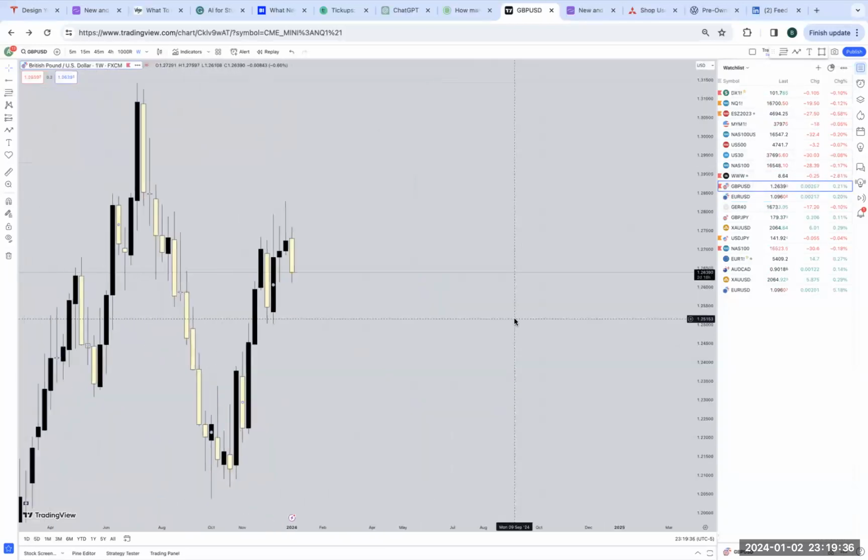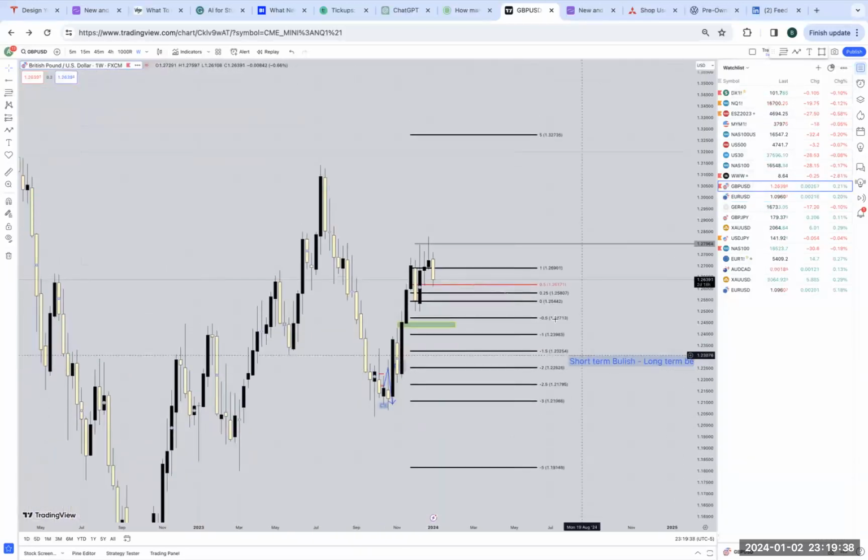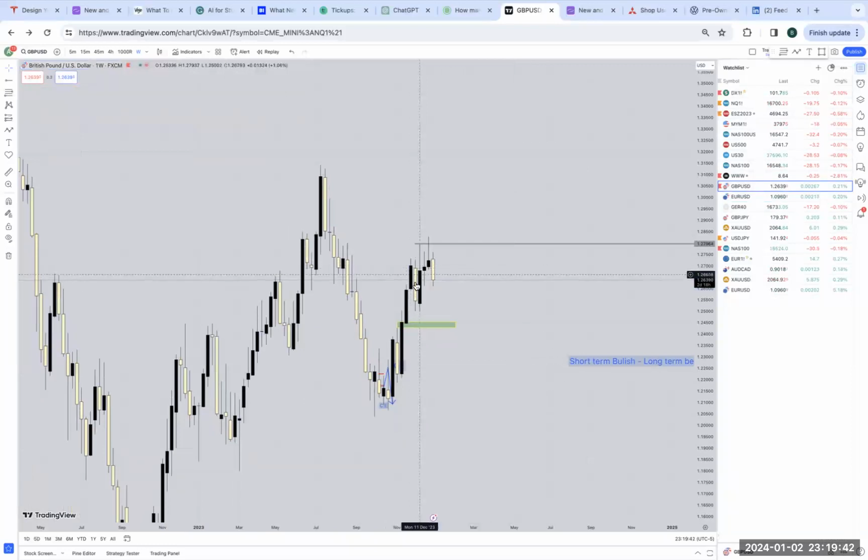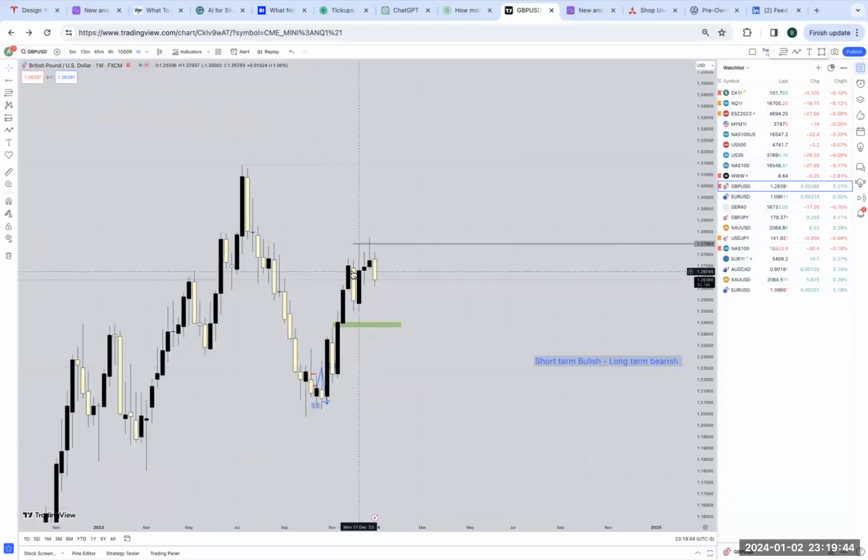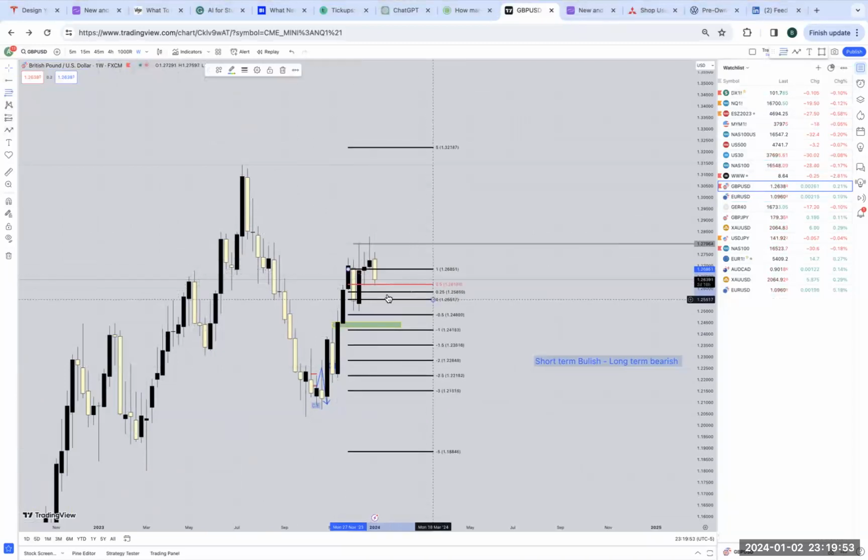GBP USD is going to be very similar. Obviously, we know that they are correlated. So we're getting pretty much a very similar setup. Again, what I'll be looking for is if price respects this order block that we were trading into, in the current level that it's sitting at.